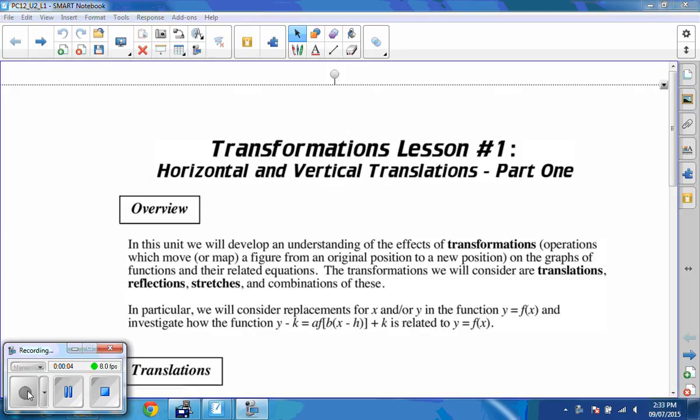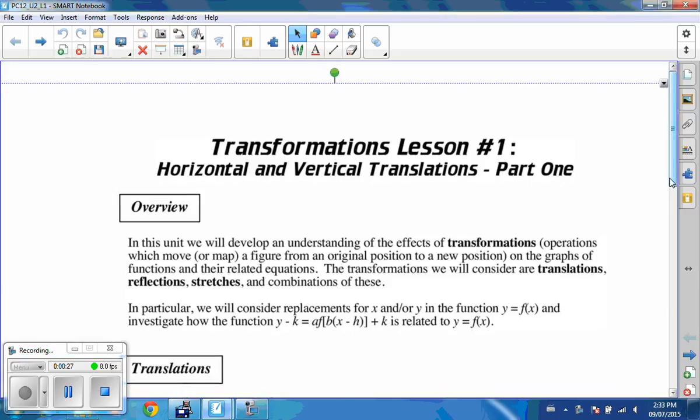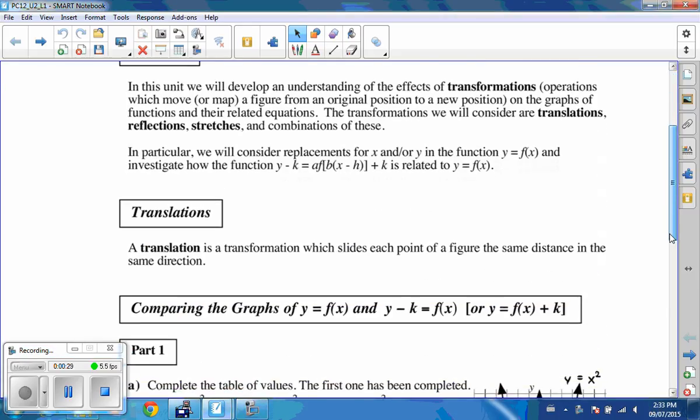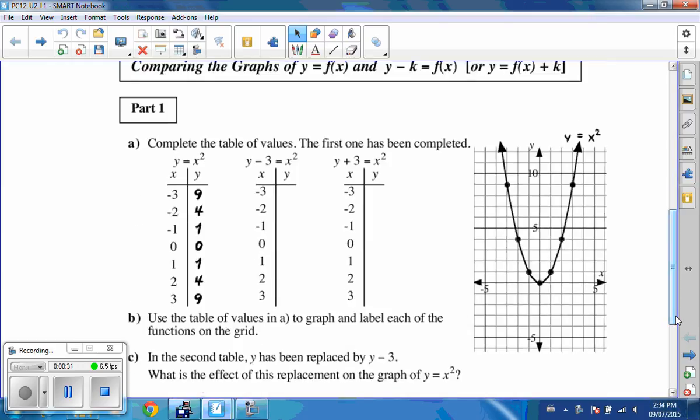All right, so this is the Math 30-1 Transformations Lesson 1, Horizontal and Vertical Translations. And we're going to do some of this stuff here, but I'm also going to use Desmos, a graphing program, to demonstrate some of the things instead of the experiment. So I'd love it if you all did the experiment pieces, so just pause the video and do the experiment when we get there. So here's the first example of this.